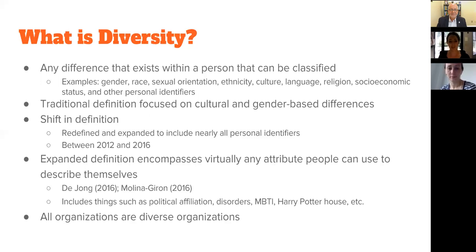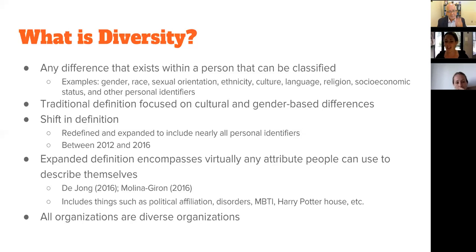So what is diversity? Essentially, diversity is any difference that exists within a person that can be classified. Examples include things like gender, race, sexual orientation, ethnicity, culture, language, religion, socioeconomic status, and a multitude of other personal identifiers. The traditional definition of diversity, as I mentioned, we'd be talking about the difference between the two. The traditional one really focused on cultural differences and gender-based differences. So really things that were visible and surface level.